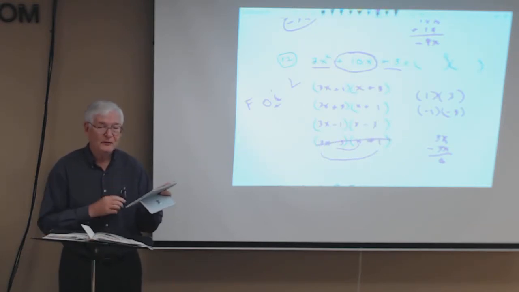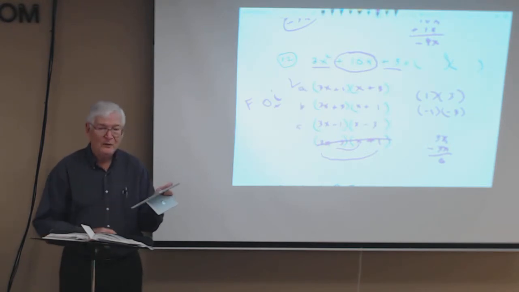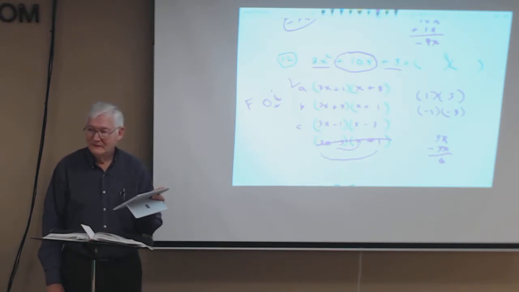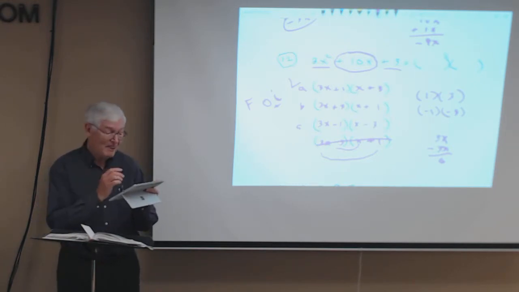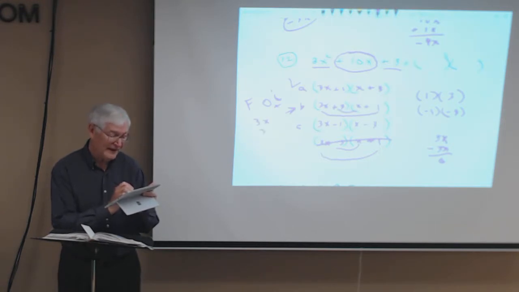Now there's 3 more to try. Let's call them A, B, and C. Do any of you want to pick one that looks like it might work? B. Let's try B, somebody says. So I do outside, and what do I get? 3x. Inside, and what do I get? 3x. And that adds up to what? 6x. Nope, that didn't work either. So mark it out. But it looked good.